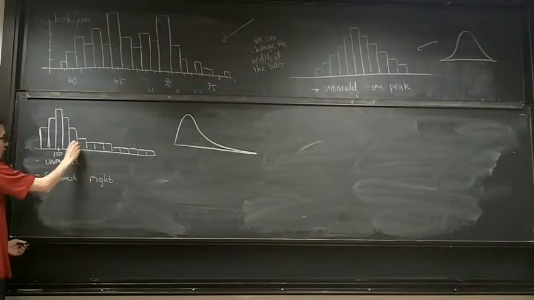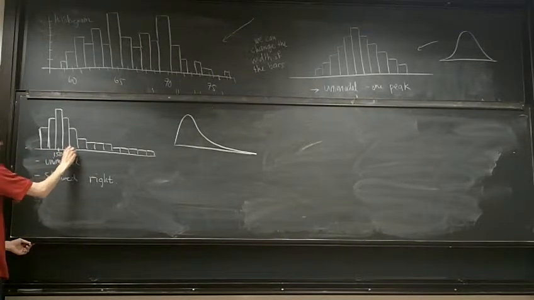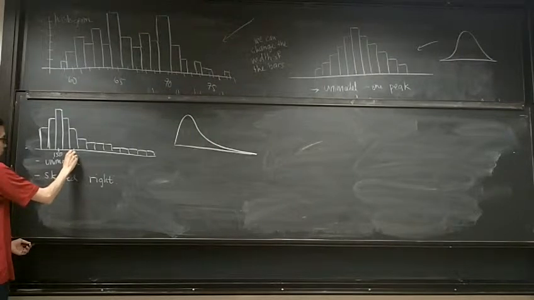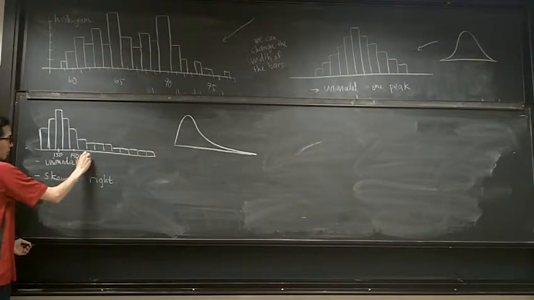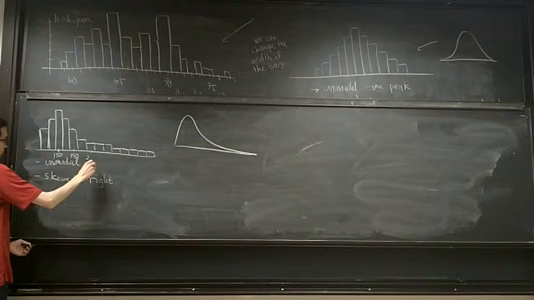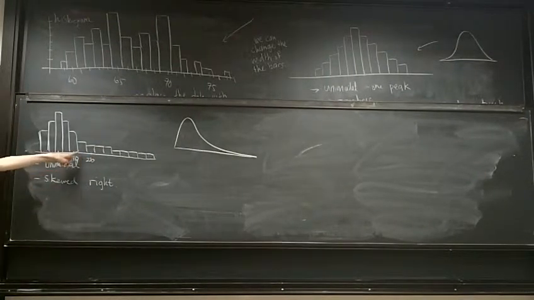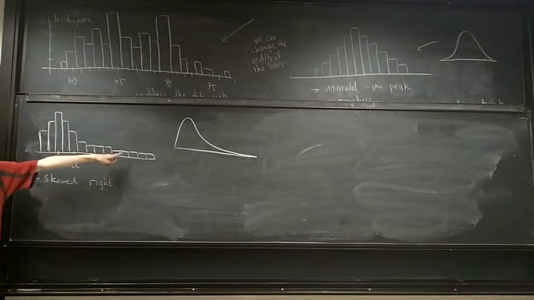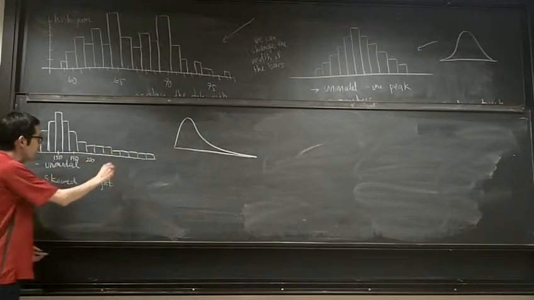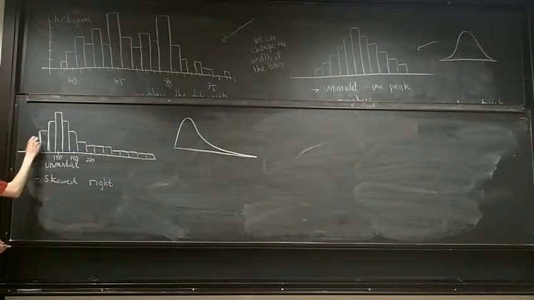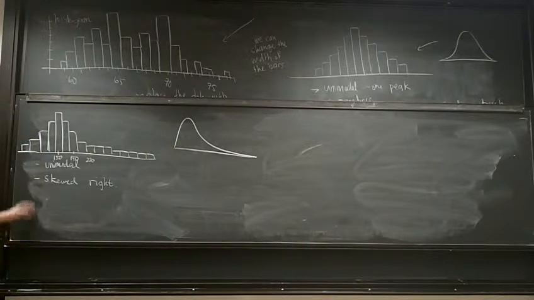However, if we go in this direction, so if this is 150, maybe this is 190, and this is, I don't know, 230 or something like that, okay? As we go further and further away, there are fewer and fewer people, okay?